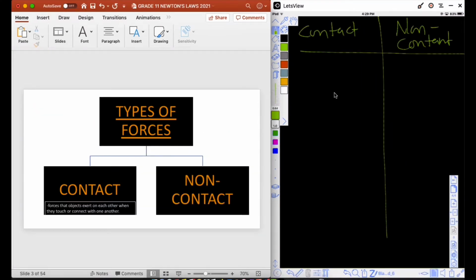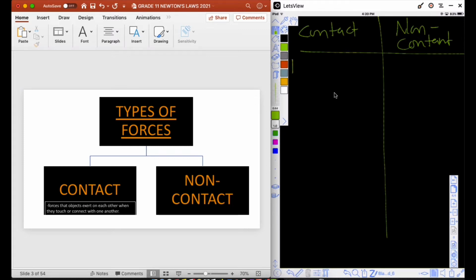Now let's move on to different types of forces, and as you can see from the flow diagram, there are two types of forces: contact forces and non-contact forces. In contact forces, the two objects that are interacting will be in contact. In other words, they are touching one another. Whereas in non-contact forces, the two objects interacting are not touching one another. They exert forces on one another from a distance. We are going to look at examples of contact forces and examples of non-contact forces.